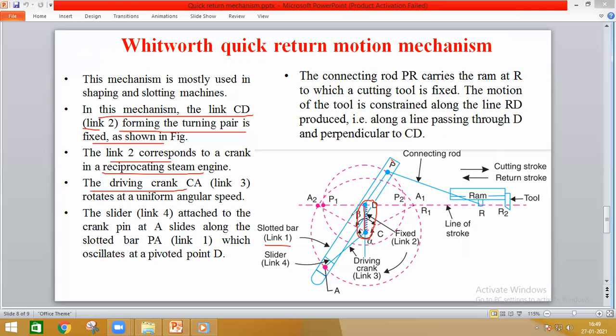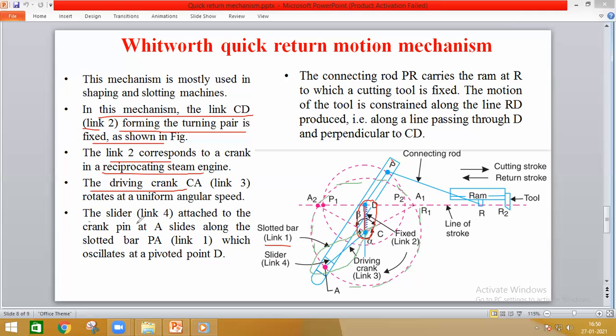And the driving crank CA. So where is the driving crank? Here you can see this one is the driving crank CA, which means the crank can rotate through 360 degrees. Here you can see the dotted lines, the bigger circle. This is the path of the driving crank.